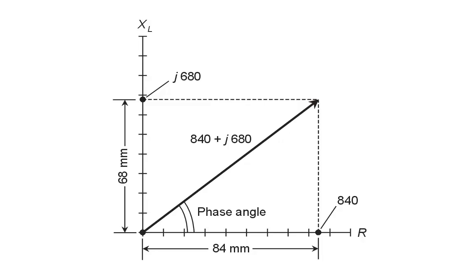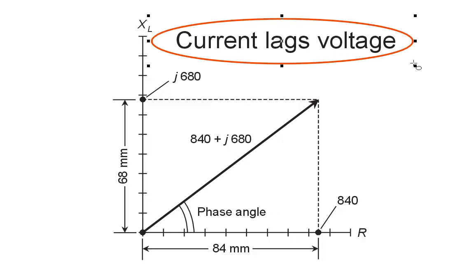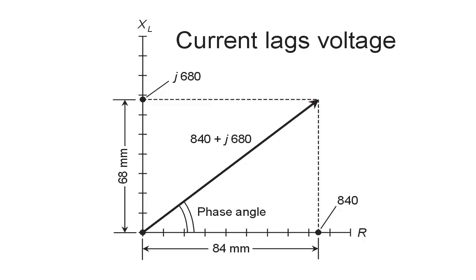It looks something on the order of 40 degrees. What that means is that the current lags the voltage by this phase angle right here in a resistive inductive series circuit. The current always lags the voltage. It can lag the voltage by anything from 0 degrees, which is a pure resistance, up to 90 degrees, which is a pure inductive reactance.